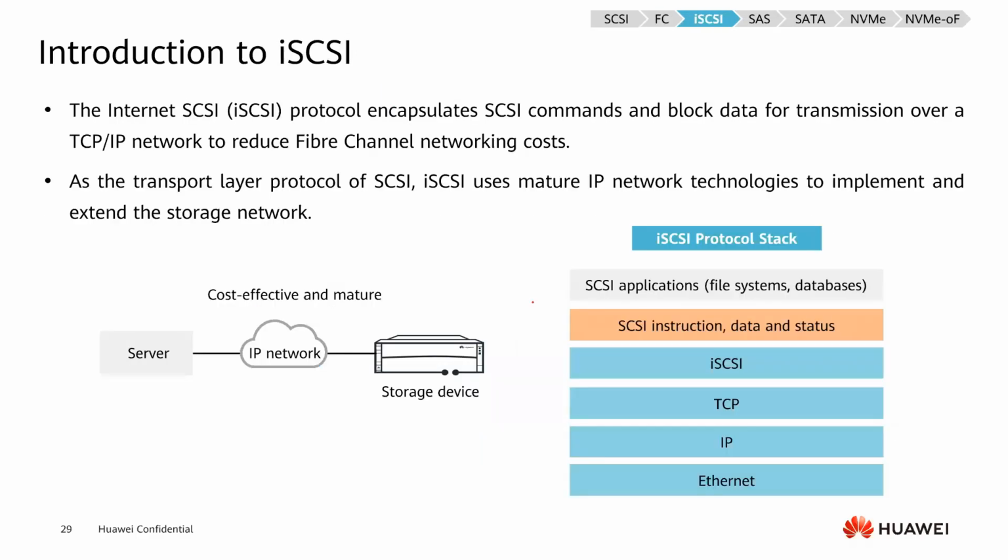And then iSCSI, the Internet SCSI protocol. It encapsulates SCSI commands and block data for transmission over a TCP/IP network, over an Ethernet network, to reduce the Fibre Channel network cost, because a Fibre Channel network requires dedicated Fibre Channel switches, which cost a lot. As a transport layer protocol of SCSI, iSCSI uses metro IP network technology to implement and extend the storage network. This is iSCSI. It supports the SCSI protocol running on the metro IP network, which can reduce the networking cost.